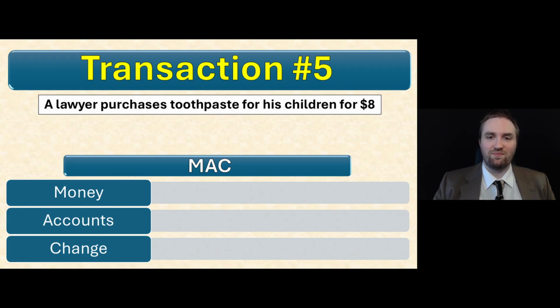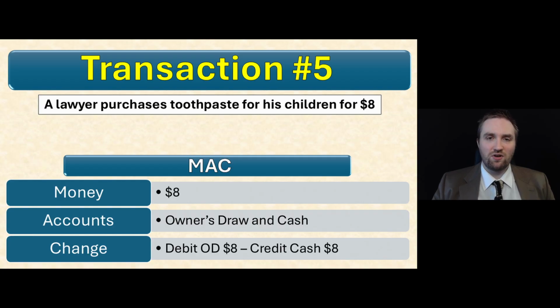Transaction number 5. A lawyer purchases toothpaste for his children for $8. MAC. Money, $8. Accounts, owner's draw into cash. Change, debit owner's draw $8 and credit cash $8. This is, of course, a little bit of a trick question.